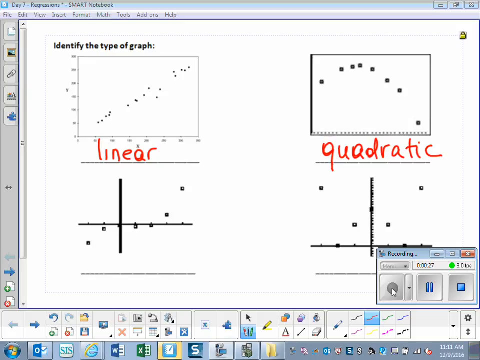What about the third one? What does this look like from here? Cubic, right? It looks like cubic. See, the end behaviors are different, right? And it's not linear, so it's either cubic or maybe it's quintic, right? So this one we will just say cubic.